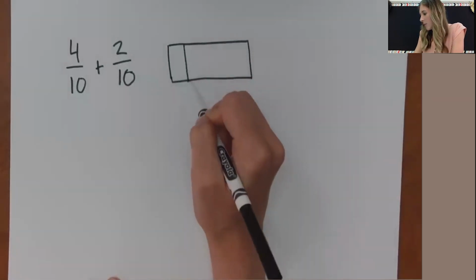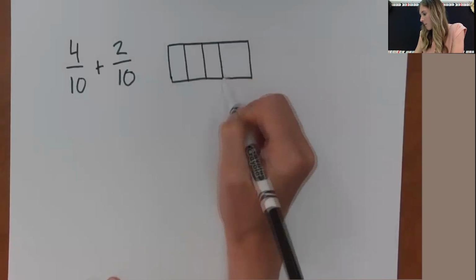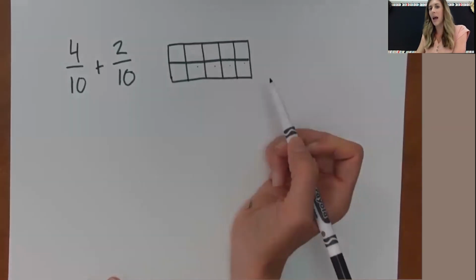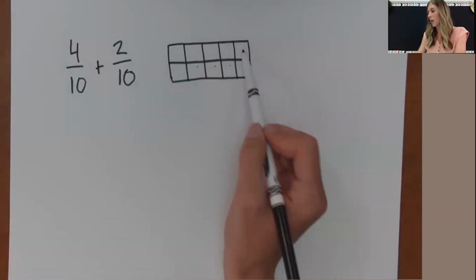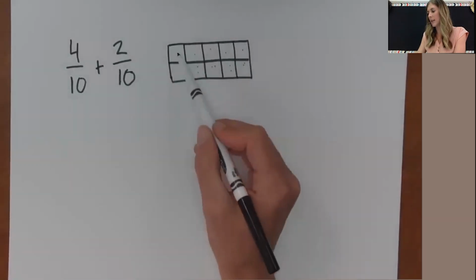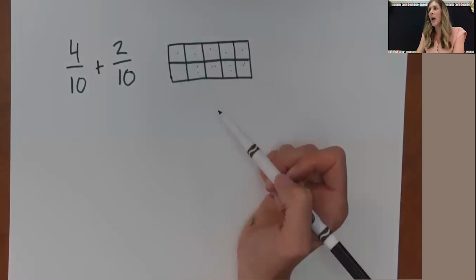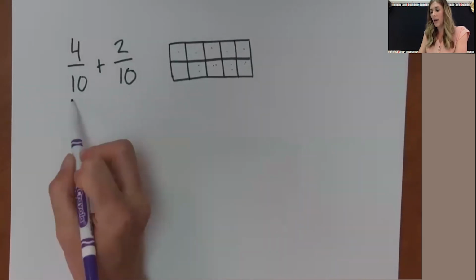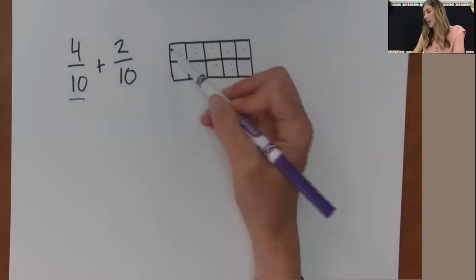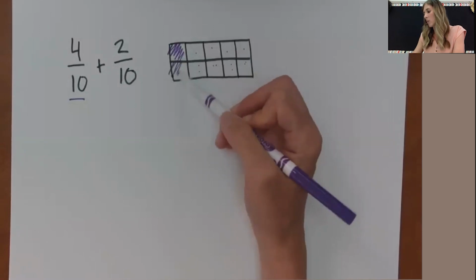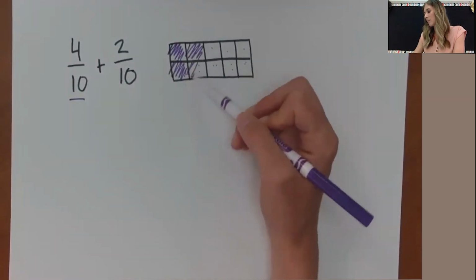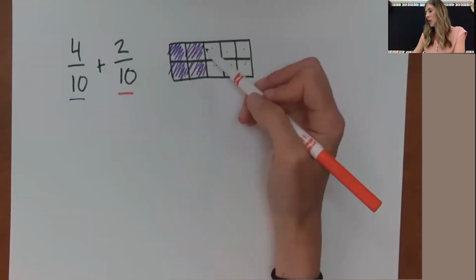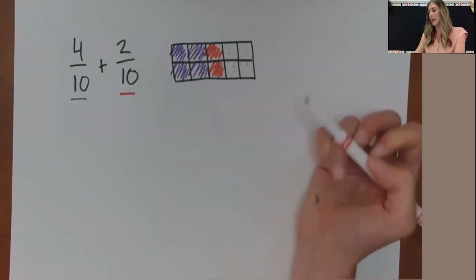So I can do 5 columns, 1, 2, 3, 4, 5, and split those in half so that I have 10 equal pieces in my whole. 1, 2, 3, 4, 5, 6, 7, 8, 9, 10 equal pieces. And I'm going to use two different colors to shade to see what the total would be. So my first add-in is 4/10, so 4 of those 1/10 pieces. And my second add-in is 2/10, so 2 of those 1/10 pieces.